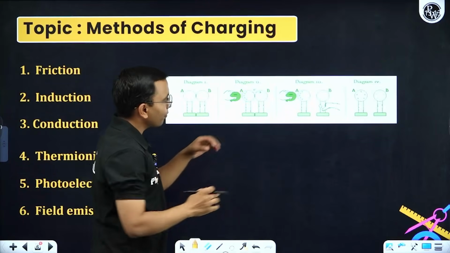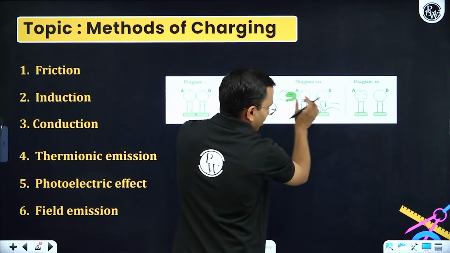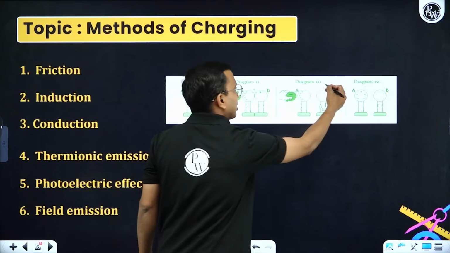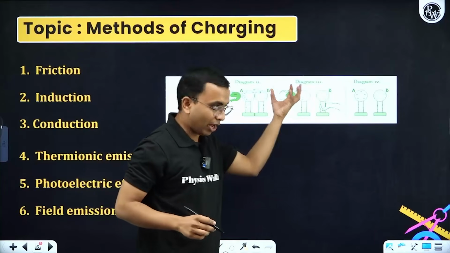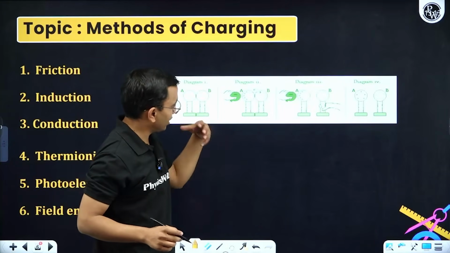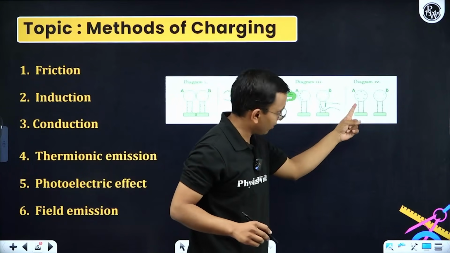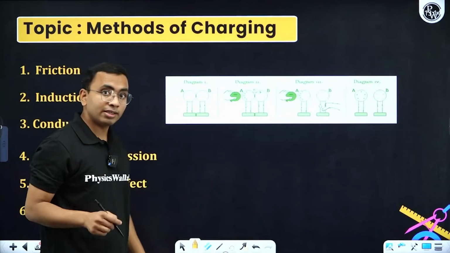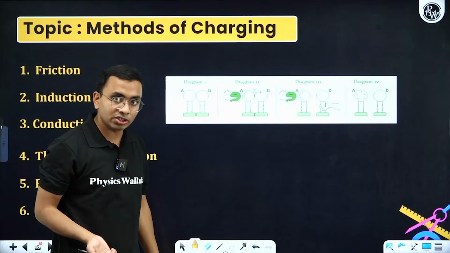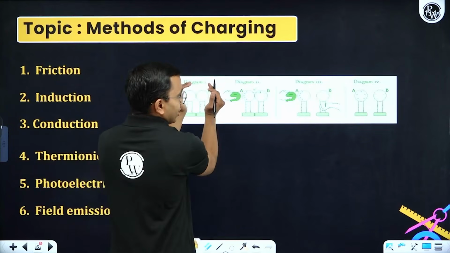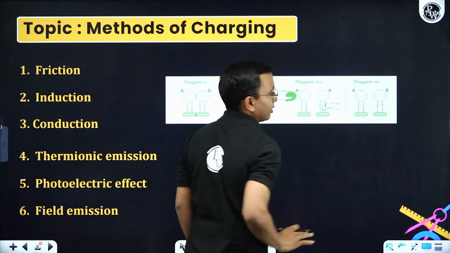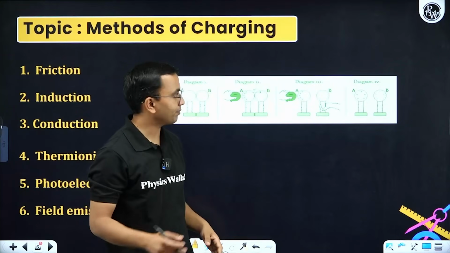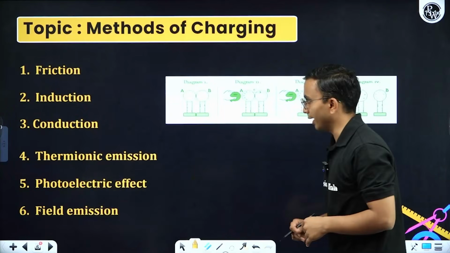Now I separate these two spheres. When I separate them, one has only positive charge, another has only negative charge. I'll remove the object, which was initially negatively charged. Now one becomes positively charged, another becomes negatively charged. However, if you ask me, sir, is the charge conserved in this? Yes, the total charge of this system is conserved. Total will be 0. Whatever positive charge sphere A has, the same negative charge sphere B has. So this process of charging is induction.